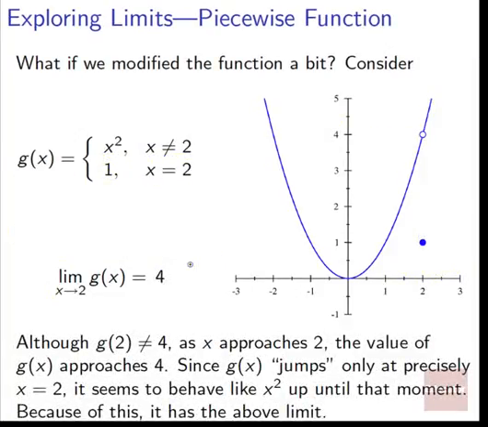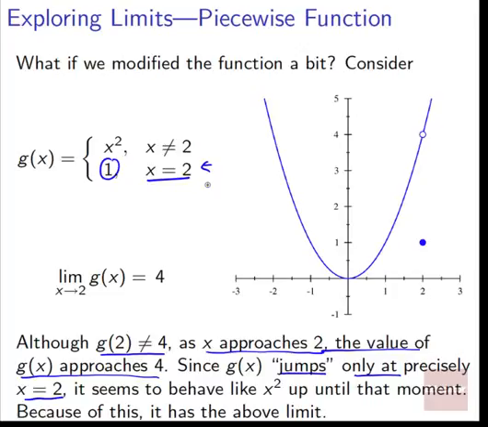So g of 2 is not equal to 4, right? g of 2 is equal to 1 because at x equals 2, we just spit out 1 for that function. But as x approaches 2, the value of g of x approaches 4. g of x jumps, right? It does this sudden leap off of the parabolic arc only at x equals 2. It only swaps at x equals 2.